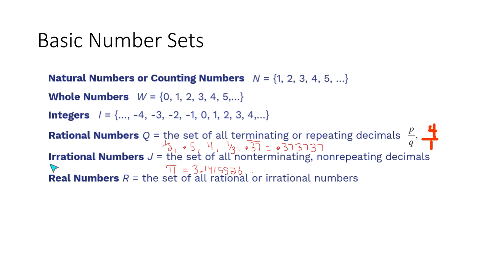So the next set of numbers is the irrational numbers. And we can use J to represent those. These are all numbers that are not terminating, so they don't end like the half, and they're non-repeating decimals. A good example of an irrational number would be pi, because pi is 3.14159265, and you can barely see my 3 dots here, but they're here. So this number goes on forever, but it's not repeating.